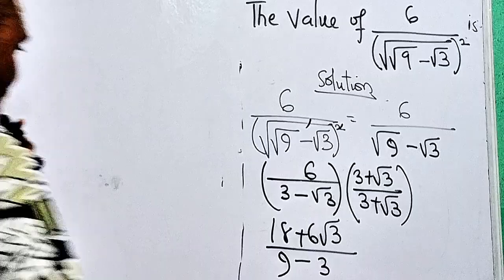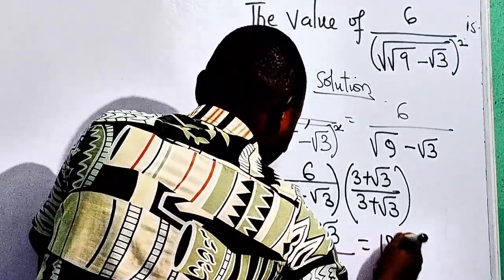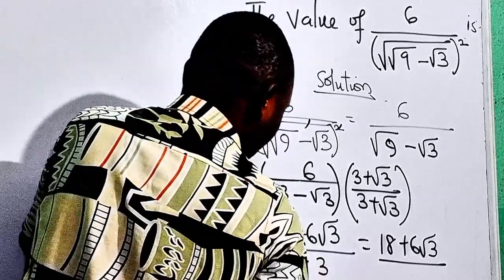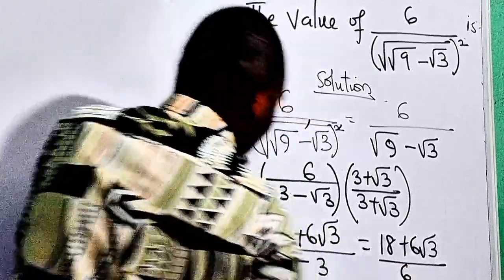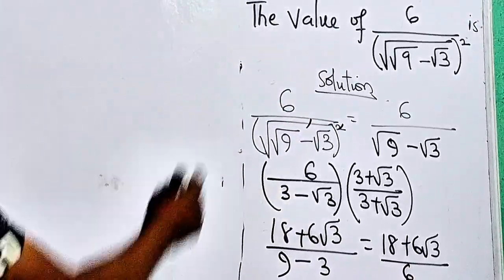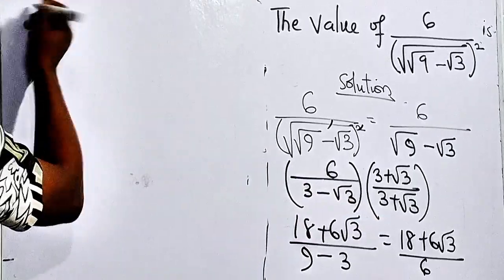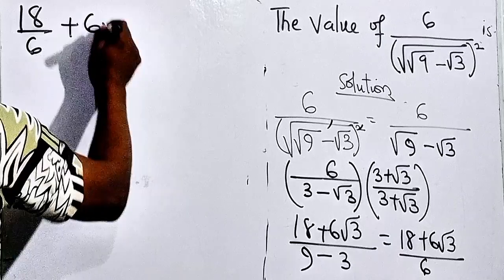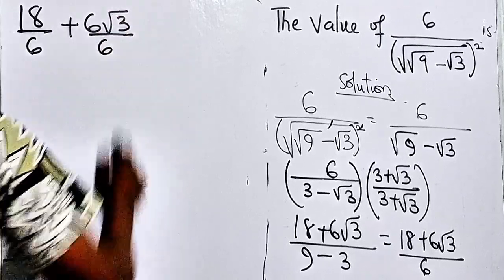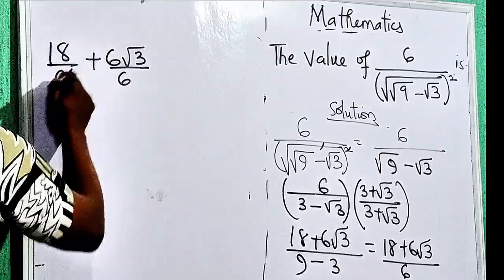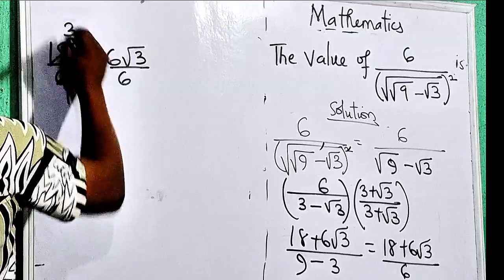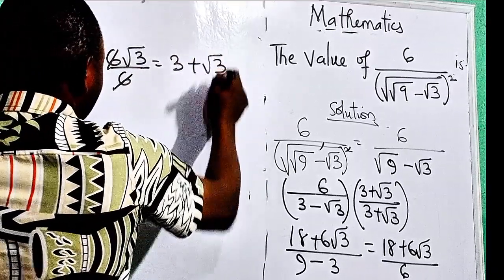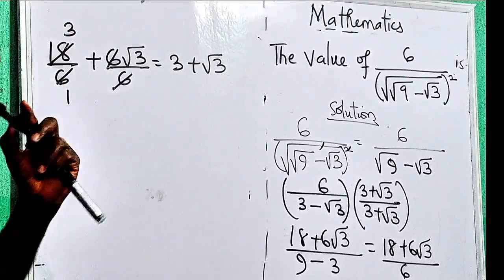Is that clear? So at the end of the day, I'll be having 18 plus 6 root 3 over 9 minus 3, which is 6. Am I communicating? So at the end of the day, I can leave my answer like this, or I can still continue. So 18 over 6, plus 6 root 3 over 6. Is that clear? All right, 18 over 6 is 3, 6 root 3 over 6, 6 cancels 6, so my answer is 3 plus root 3. So this is our answer.